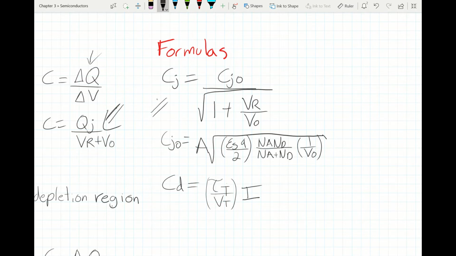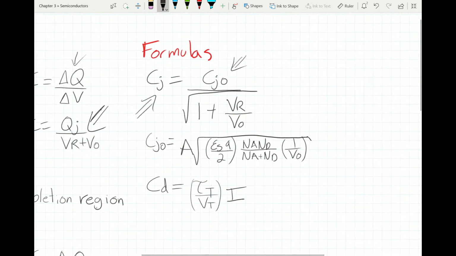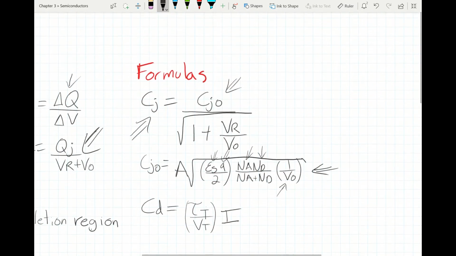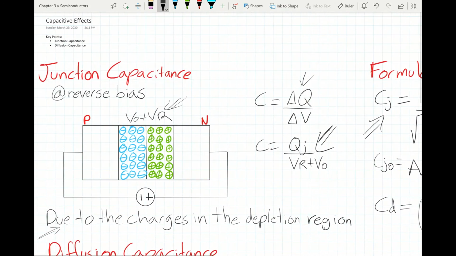You're going to derive this equation right here, where this value is the junction capacitance when no reverse voltage is applied, and that is defined by this equation right here, and we know all the variables there. You have the cross-sectional area, you have the permittivity of free space, charge, the concentration of both acceptors and donors, and our built-in voltage. So this is a very easy capacitance term to understand.